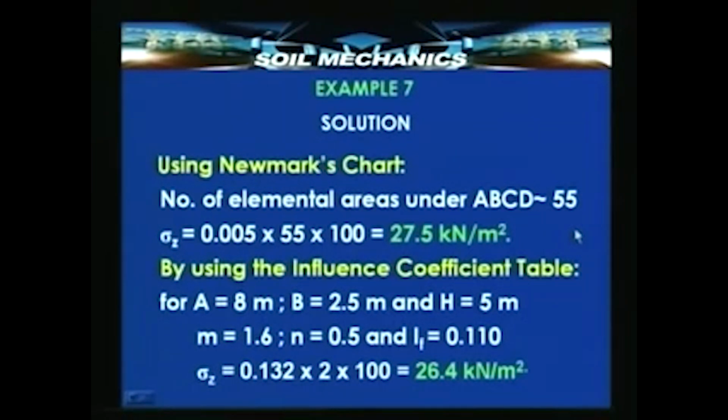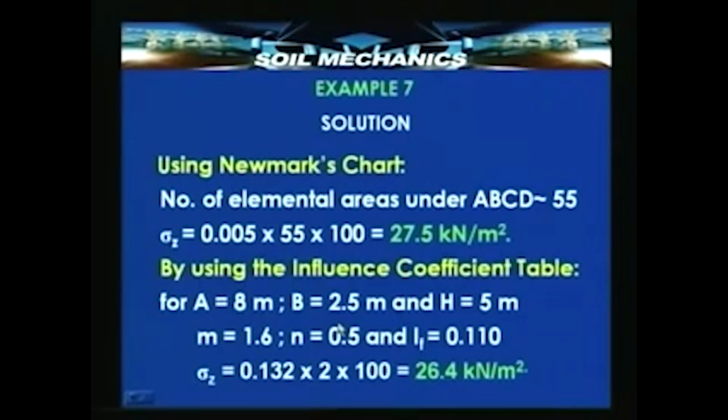The vertical stress would obviously be the influence coefficient for one elemental area, that is 0.005, multiplied by the total number of elemental areas that we observe under this chart for the given area, that is 55, and the loading intensity, that is 100 kilonewtons per meter square. So, this works out to 27.5 kilonewton per meter square, that is the vertical stress below the midpoint of one of the shorter sides of the given rectangle.